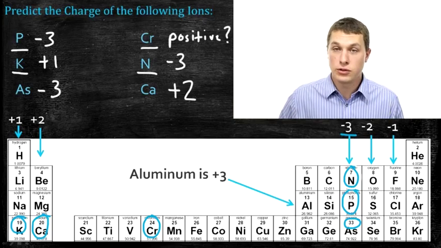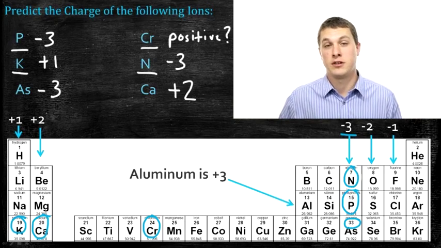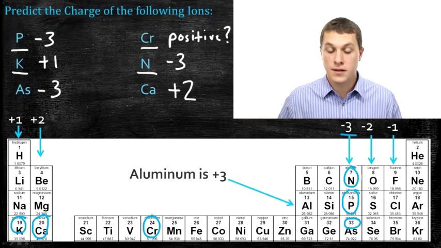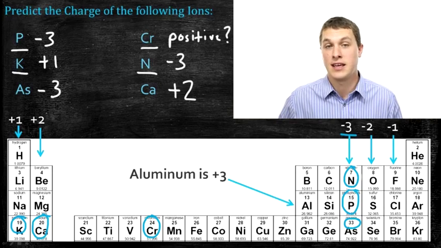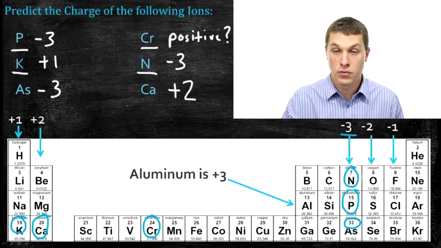So lots of times you have neutral atoms around. They just have the same number of electrons and protons. But if any of these guys that we've talked about become an ion, that is, they give up or gain electrons, we can now predict how many electrons they would give up or gain.